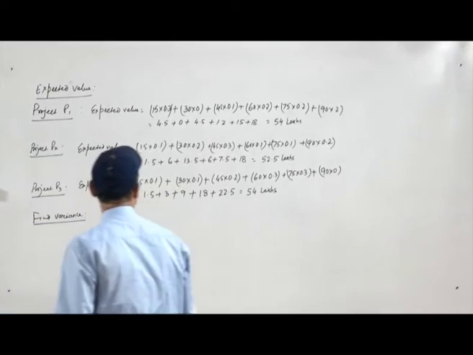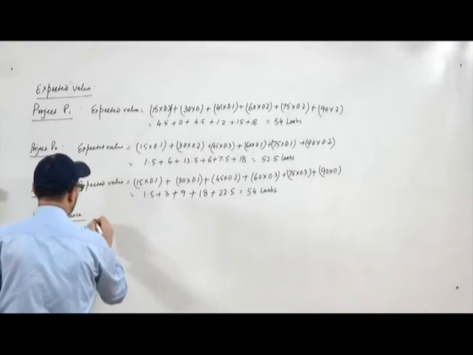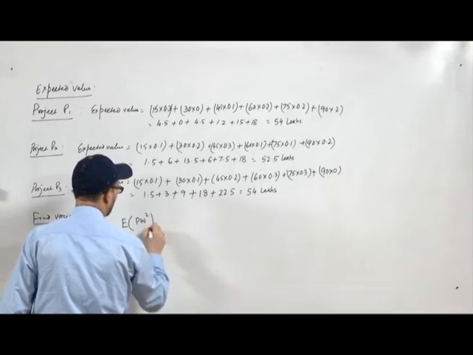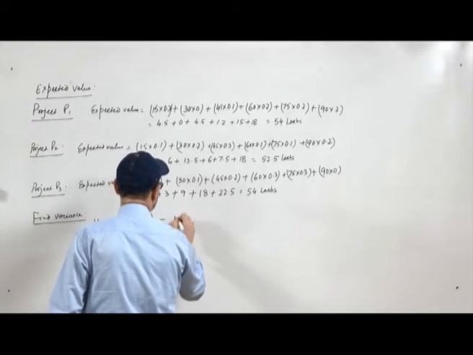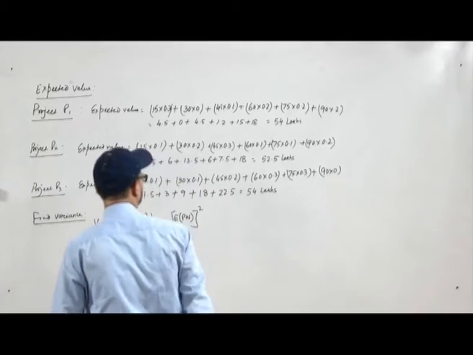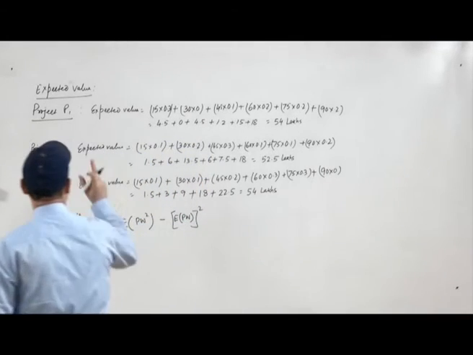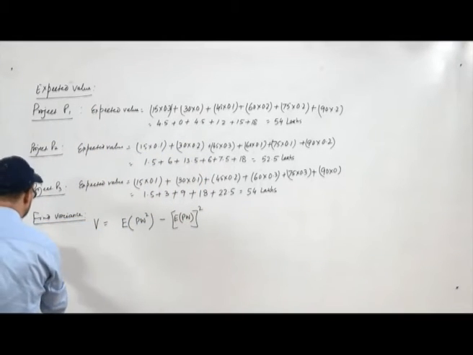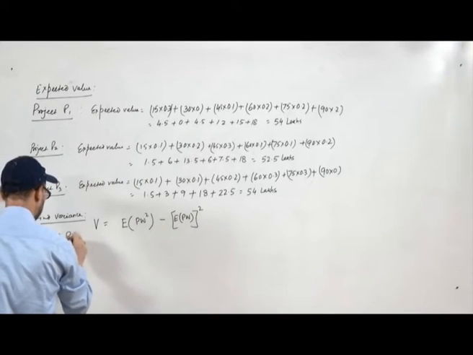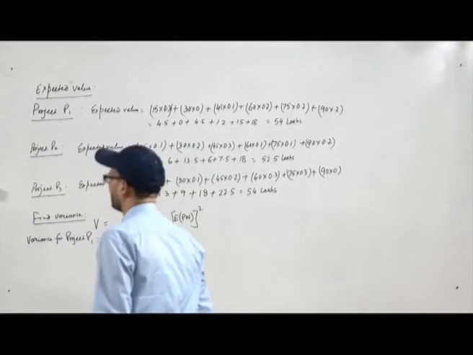Now, for finding the variance we will use the formula. Variance will be equal to the expected value of present worth squared minus the square of the expected value of present worth. So, we will find the variance for project P1.